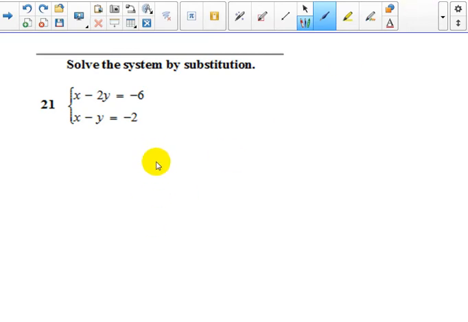This is Mrs. Downey, and this is part 2 of our semester 1 final for Algebra 2. Number 21, we did 1 through 20 yesterday. Number 21 says solve the system by substitution.